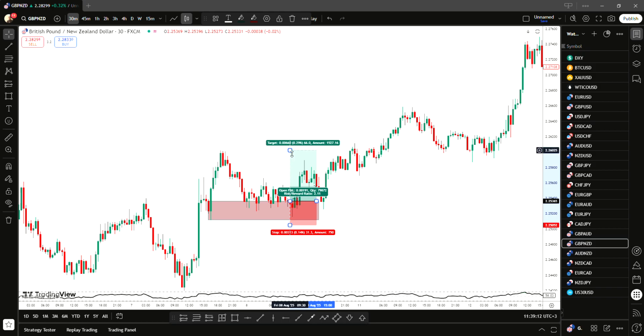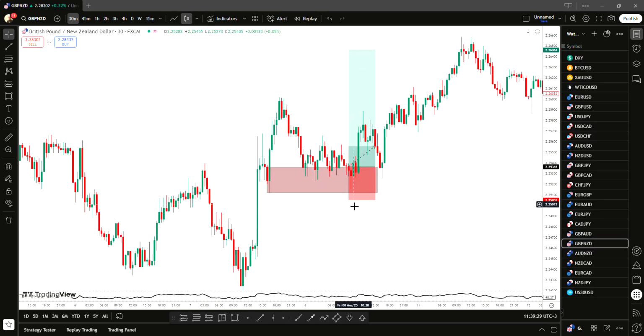And the target, you can target the previous high, that is a 1:2, or target a new high. Wait for price to give you a new high. I don't give you a 1:3. So, day trading strategy, very clean and clear.